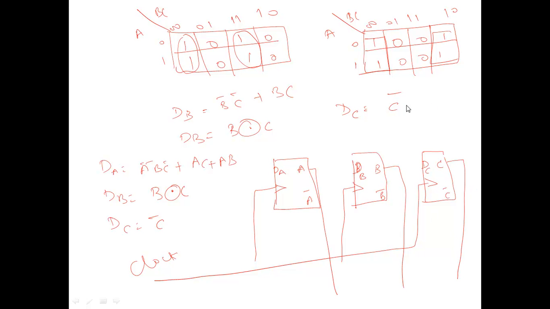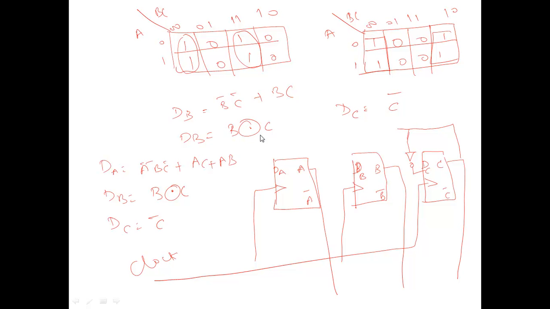First thing you have to realize is DA, DB, DC. DC is C bar. What you can do? Directly you can take C bar from here and give it here, or you can also take a NOT gate and give it here, or directly without a NOT gate also you can tie up. Okay, so it's up to you.